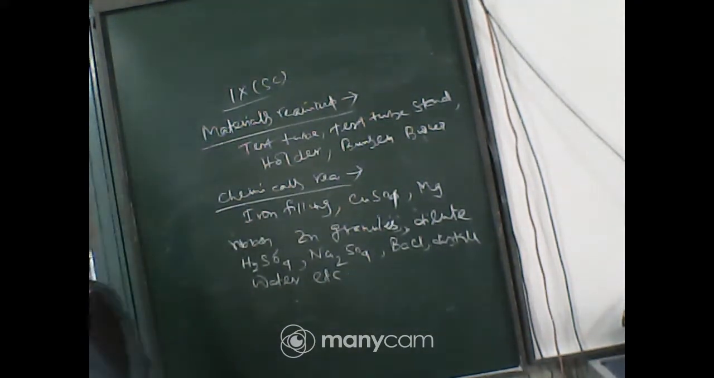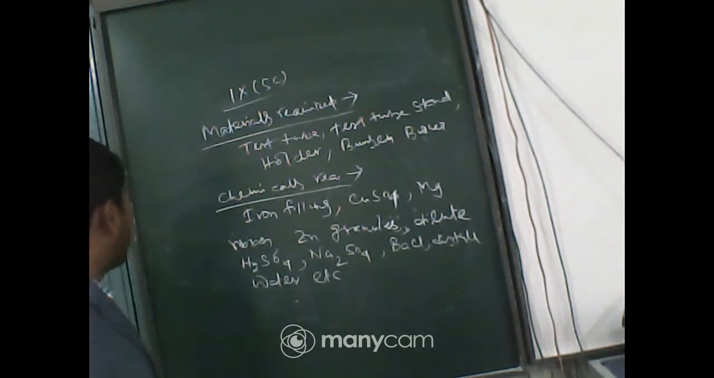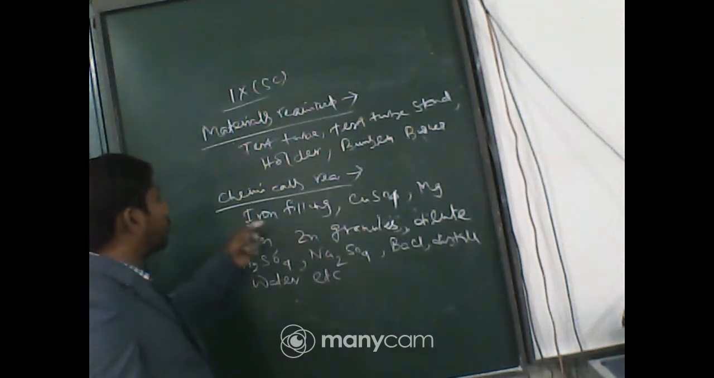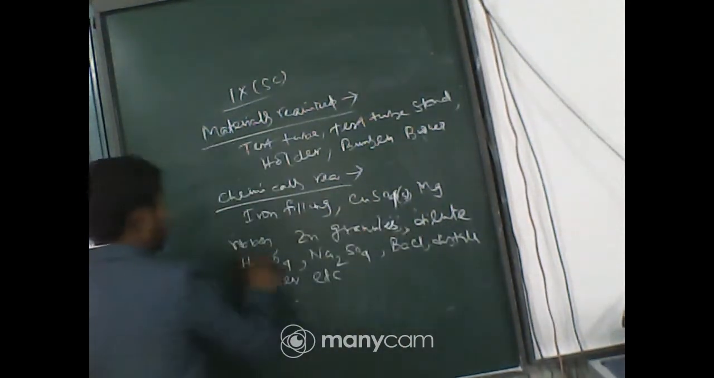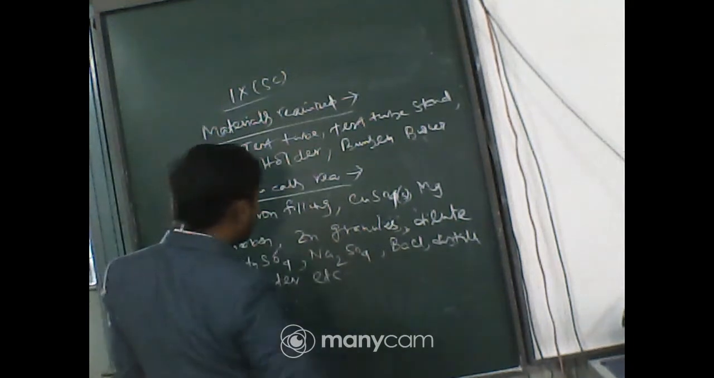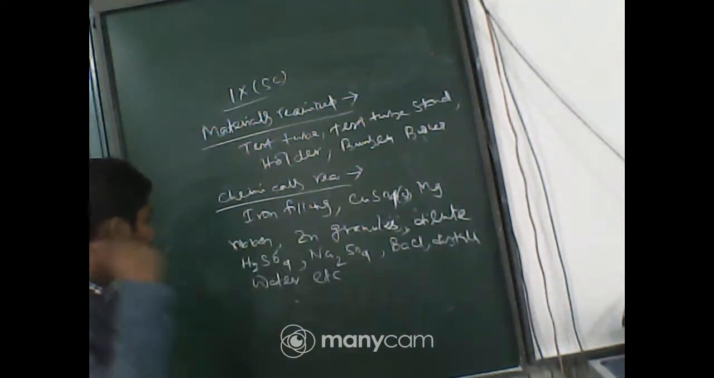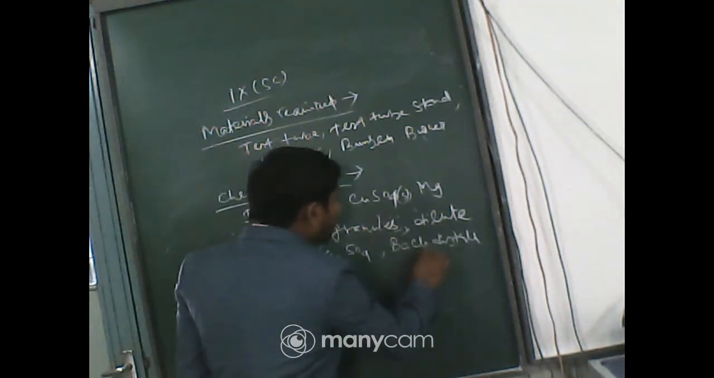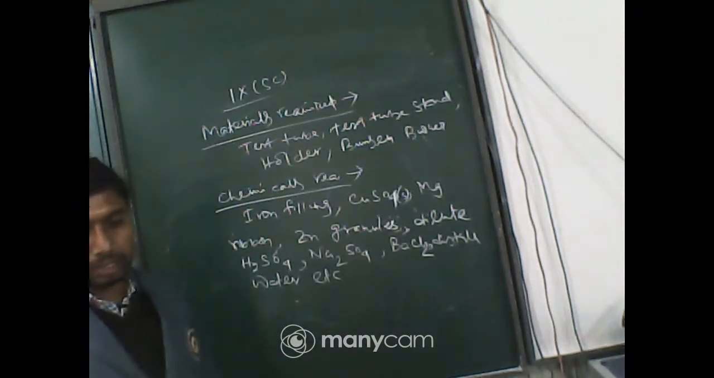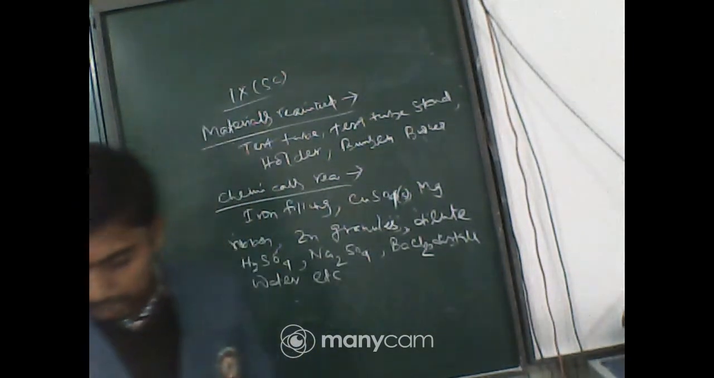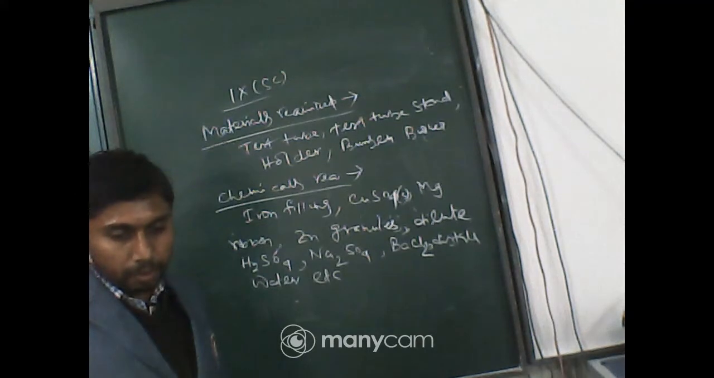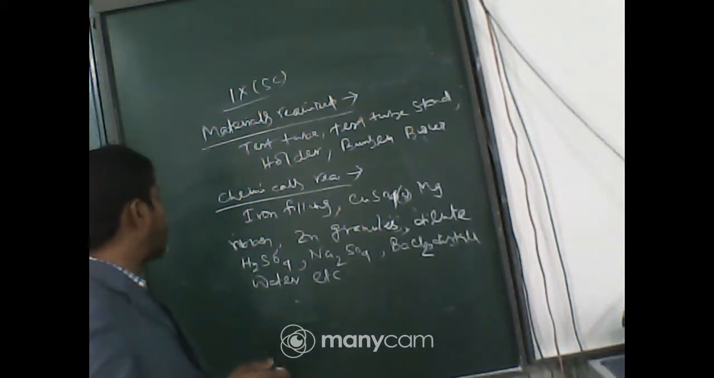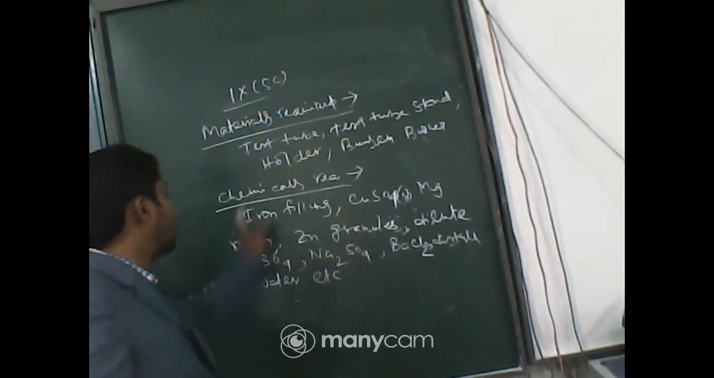Okay, completed. I am repeating again. Chemicals required: iron filling, copper sulphate, this is solid, magnesium ribbon, zinc granule, dilute sulfuric acid, sodium sulphate, barium chloride, distilled water, etc. Next, procedure. No need to write etc., because all these are completed here.